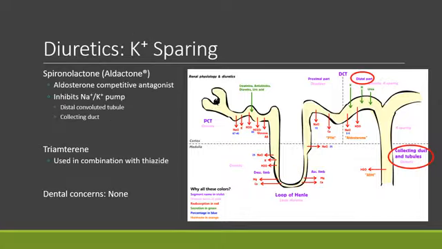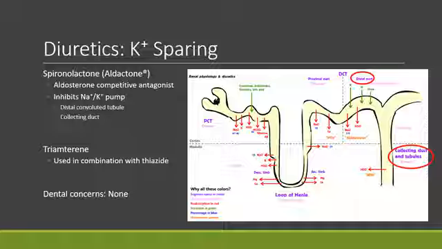Next, we'll talk about the potassium-sparing diuretics. We're looking specifically at spironolactone or Aldactone, and essentially what these are, they are effective competitive antagonists for aldosterone. And by blocking aldosterone, what they're able to do is inhibit the sodium-potassium pumps. They have activity in both the distal convoluted tubule and the collecting duct, and by inhibiting these sodium-potassium pumps, they're able to basically block the reabsorption of sodium, which, remember, water is going to follow the sodium molecules, and so if we prevent the reabsorption of sodium, then the sodium is going to be excreted and the water is going to go with it.